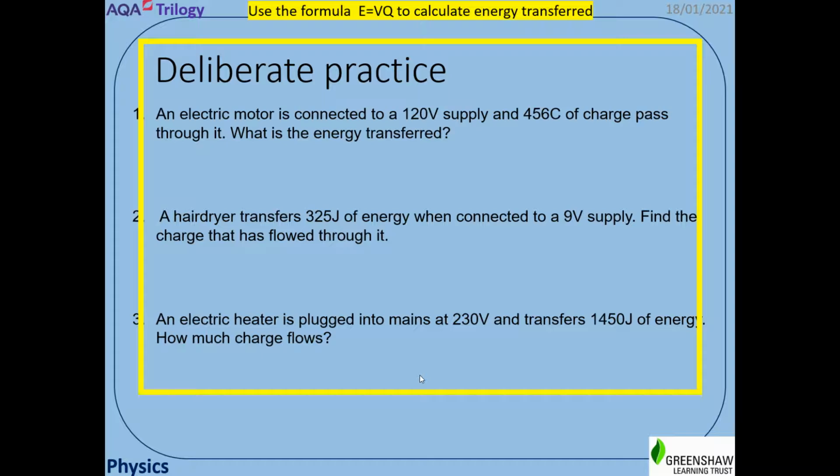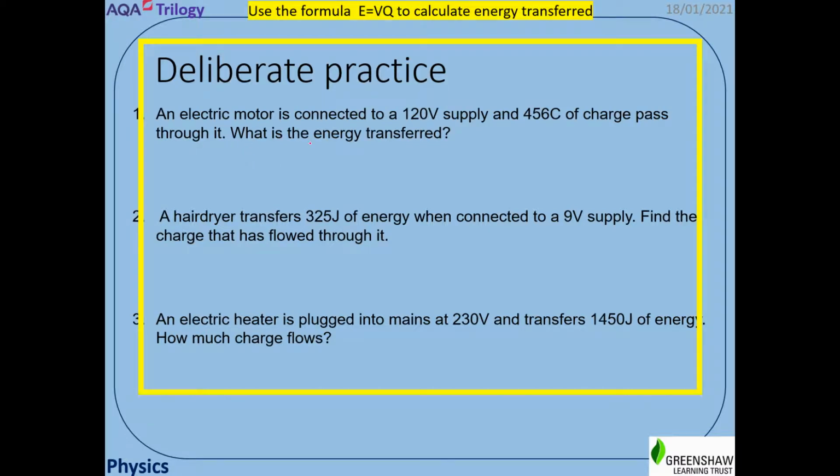Okay, so questions for you to have a go at. There's one requiring each rearrangement of the equation, so pause the video and have a go. Okay, welcome back. Hopefully you've had an attempt at these. Now I'm going to go through the answers. Can you make sure that you mark whether you have got them correct or incorrect?